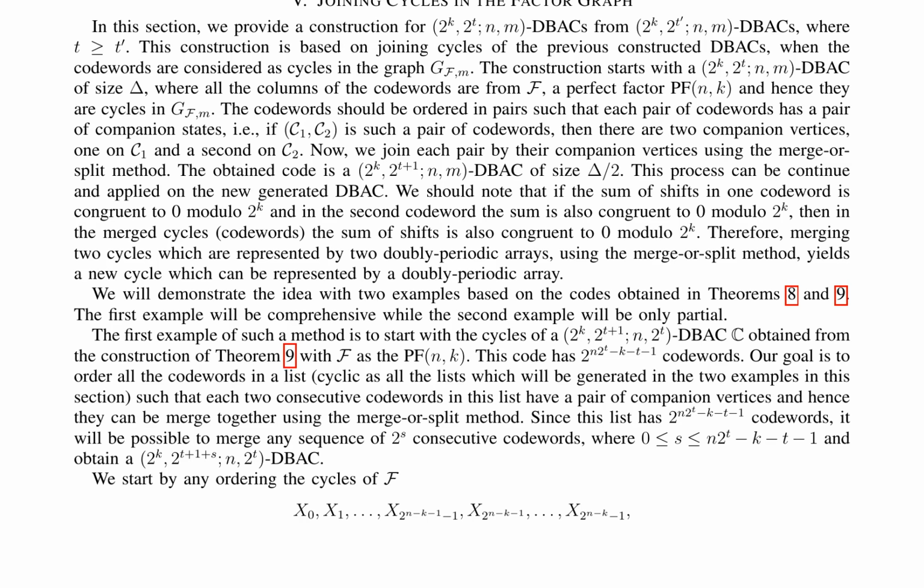This process can be continued, generating a (2k, 2t+1, n, m) dBAC of size increment 2. Two examples are provided to demonstrate the idea, starting with the cycles of a (2k, 2t+1, n, 2t) dBAC obtained from the construction of Theorem 9. The goal is to order the codewords in a list such that each two consecutive codewords have a pair of companion vertices and can be merged together using the merge-or-split method.